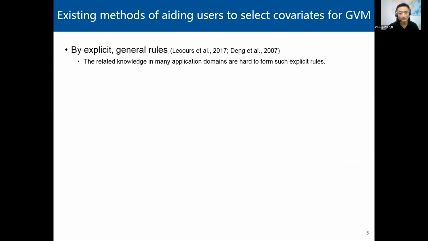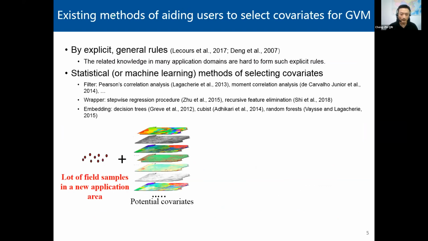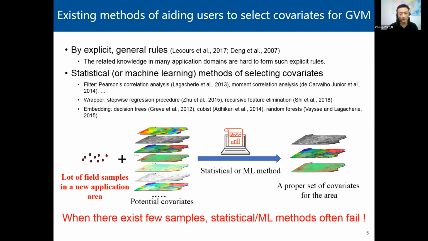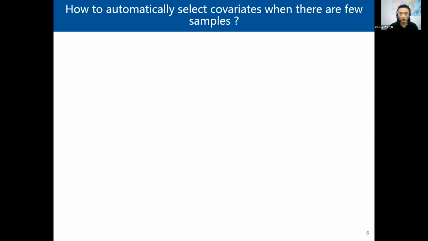So what about some existing methods of aiding users to select covariates? Some of them depend on explicit general rules. However, such knowledge in many application domains is often non-systematic and empirical, so it is hard to form explicit rules. And for an application area, if we have a lot of field samples, statistical or machine learning methods could be used to select covariates. However, for many applications, especially in the very beginning modeling stage, there are only a few samples. In this situation, statistical methods often fail. So how can we automatically select covariates, especially when there are few samples for the application area?